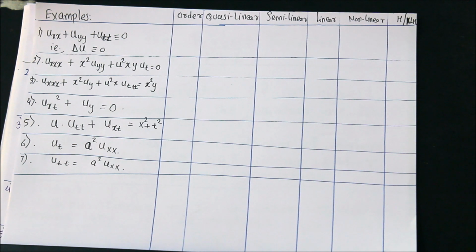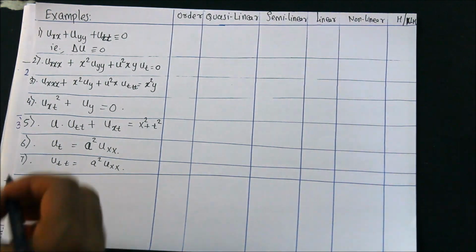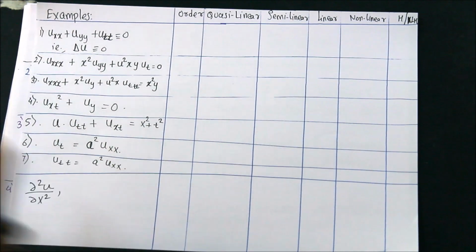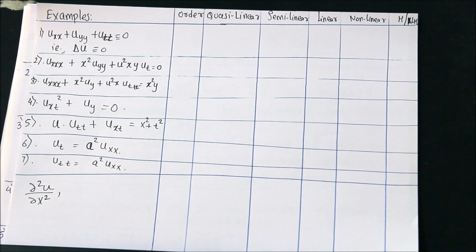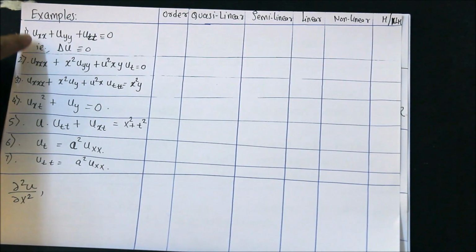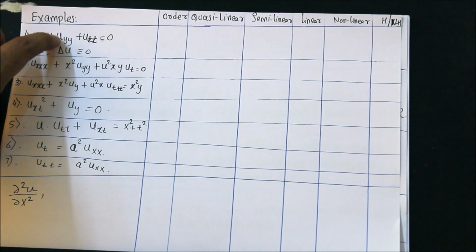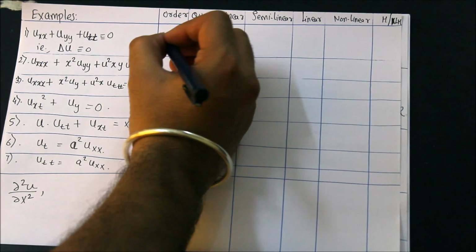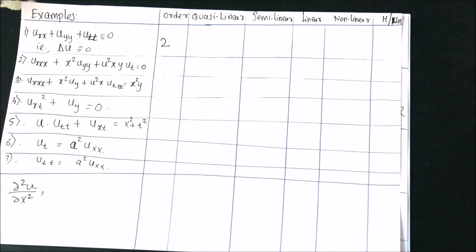If you see the first one, which is uxx plus uyy plus u2t equal to 0. So uxx means what? It is nothing but del square u by del x square. And uyy means del square u by del y square, and so on. So what is the order? As you can see, this is second order, this is second order, and this is also second order. So what is the highest order occurring? The highest order occurring is 2. Therefore 2 is the order of this differential equation.